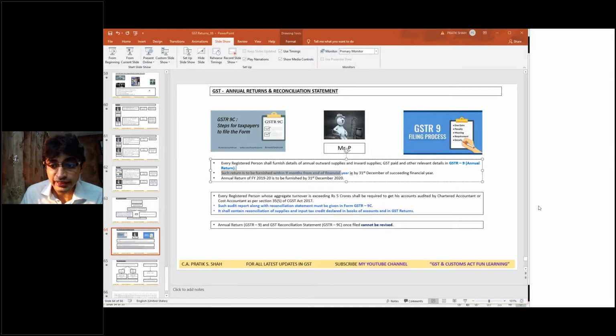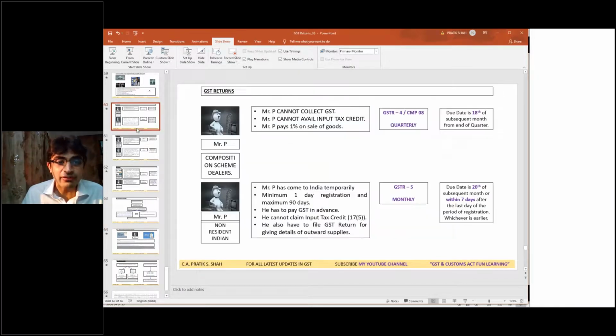Okay. Here, casual taxable person, same GSTR 1 and 3B, same return, no separate return, same 1 and 3B. Only for NRI, there is GSTR 5. For casual, it is same 1 and 3B, no separate return.